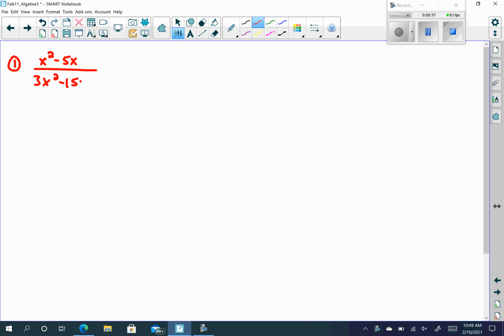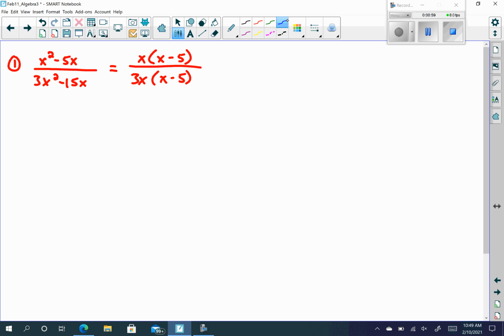All right, so the idea here, now that all these problems are mixed together, if we just see a single fraction, all we have to do is factor, and yes, in this case, state restrictions, and then cross out. So always look for a GCF first. There is a GCF in the numerator of x, and then what's left is x minus 5. There's also a GCF of 3x in our denominator. What's left? X minus 5.